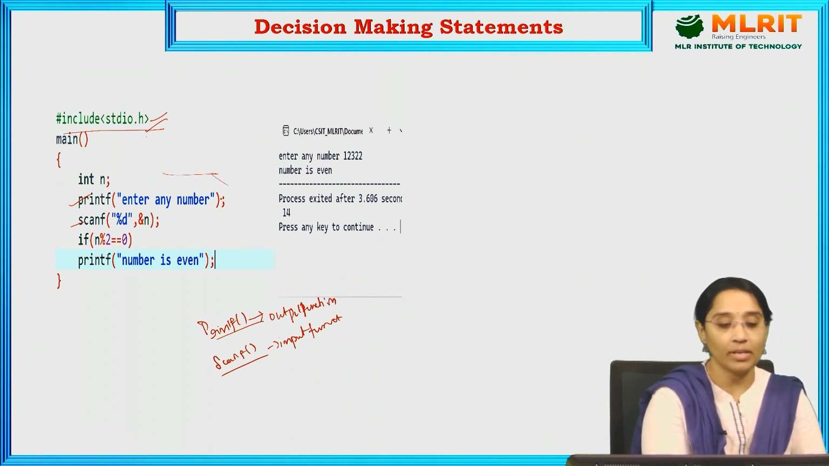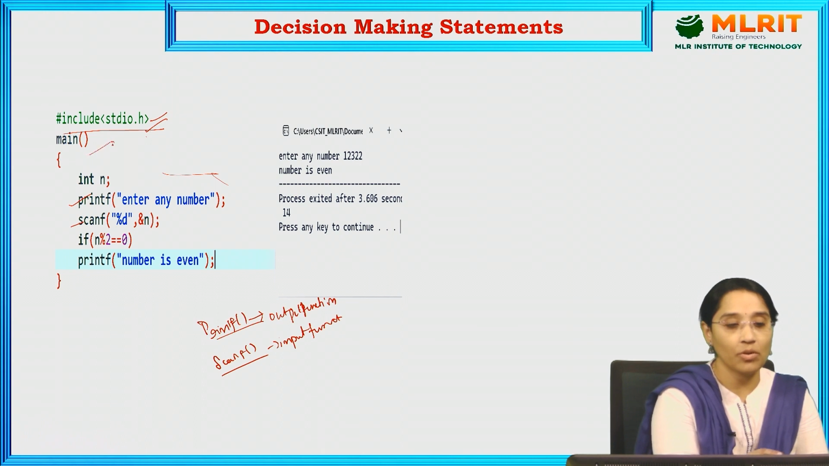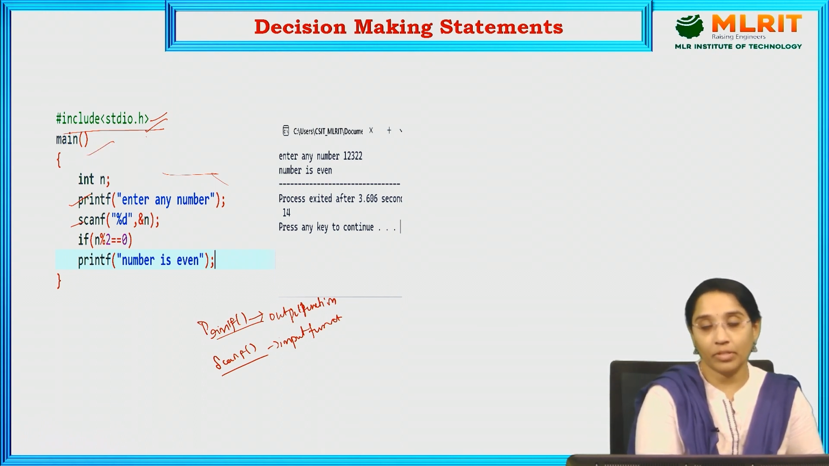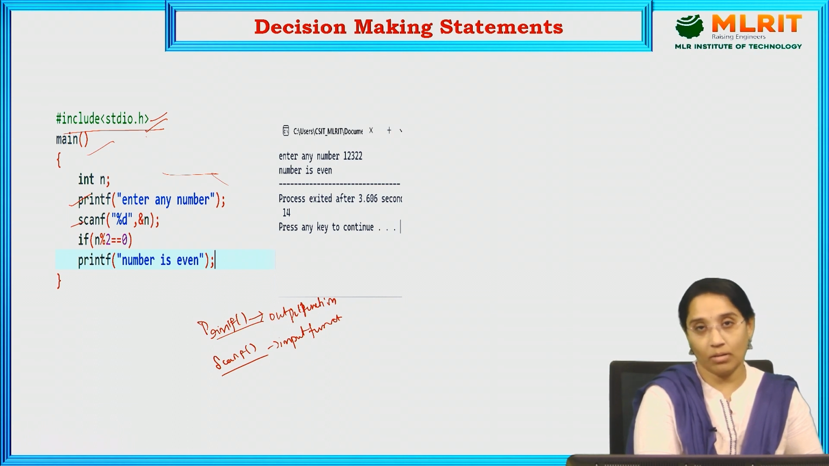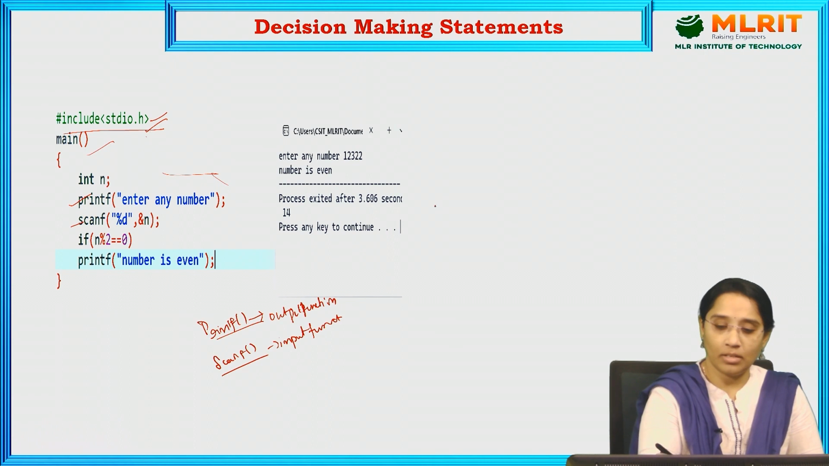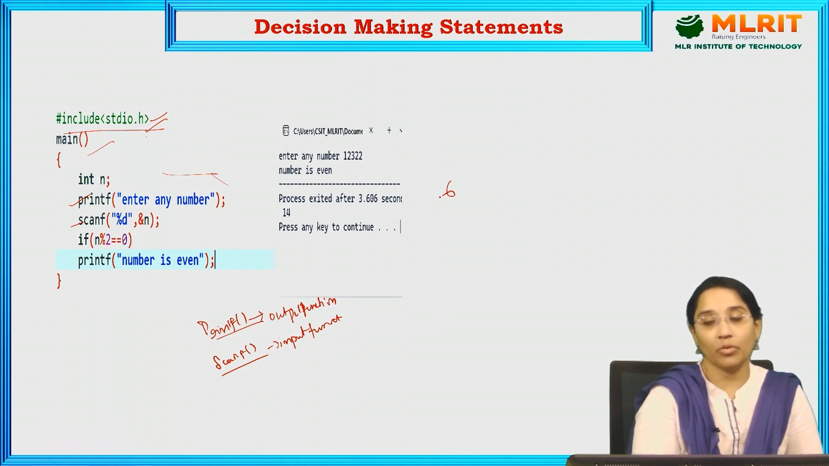So #include <stdio.h> we will write because we are using these two predefined functions here, and execution of your program starts from the main function. To check whether the given number is even or not, let us consider 6. Suppose I want to check whether 6 is an even number or not.